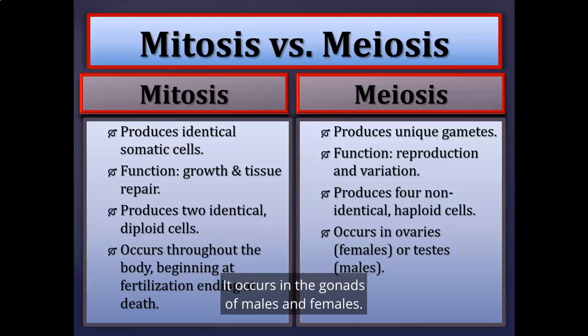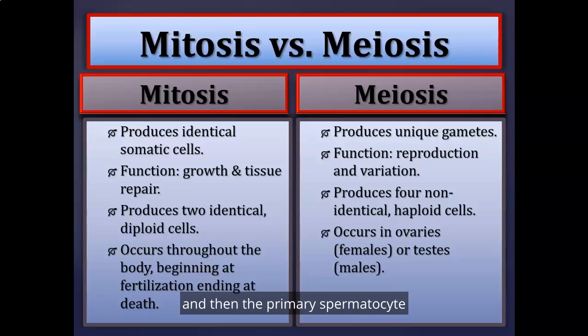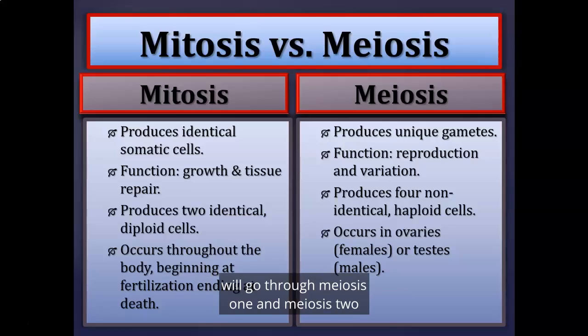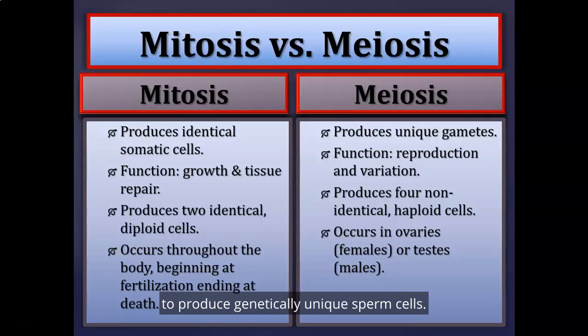It occurs in the gonads of males and females. So remember, there's the primary oocyte located in the ovaries that goes through meiosis 1 and meiosis 2 to produce genetically unique egg cells. And then the primary spermatocyte will go through meiosis 1 and meiosis 2 to produce genetically unique sperm cells.